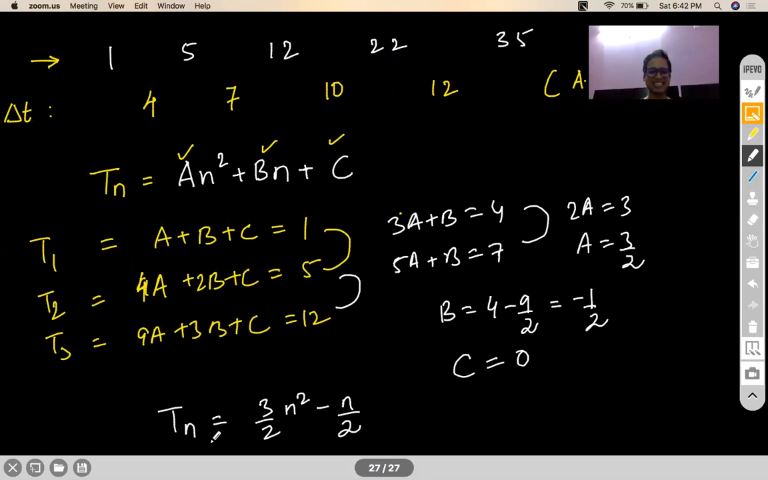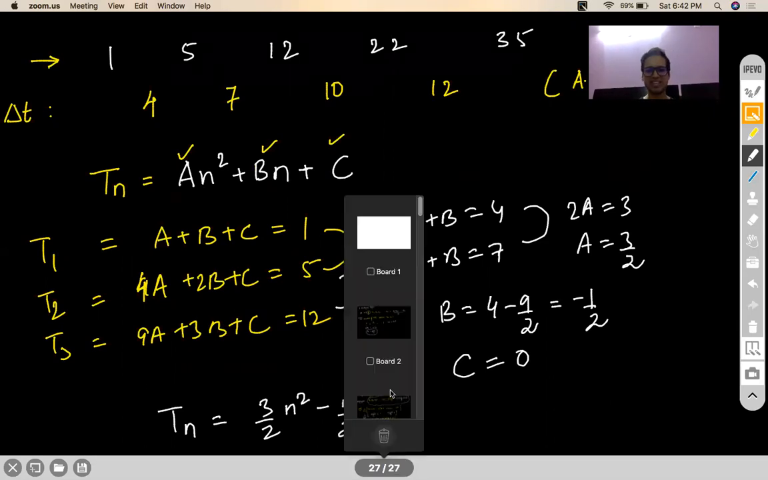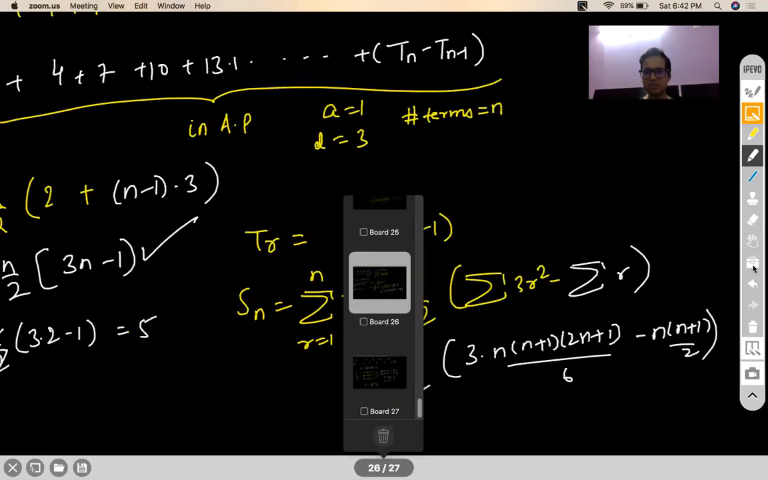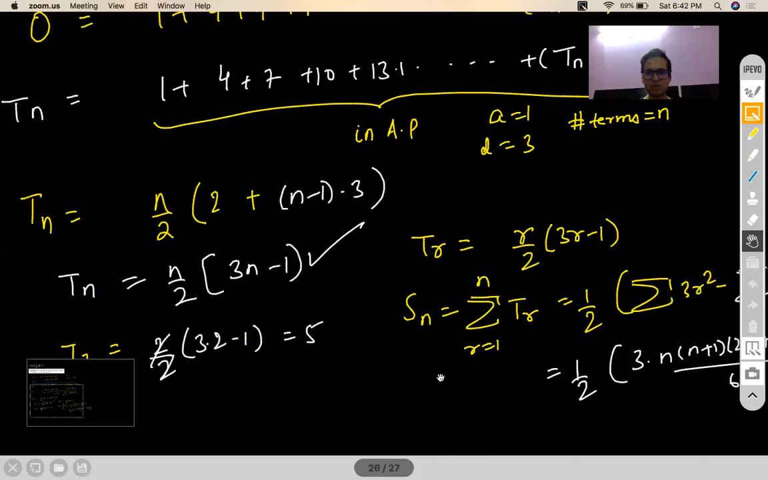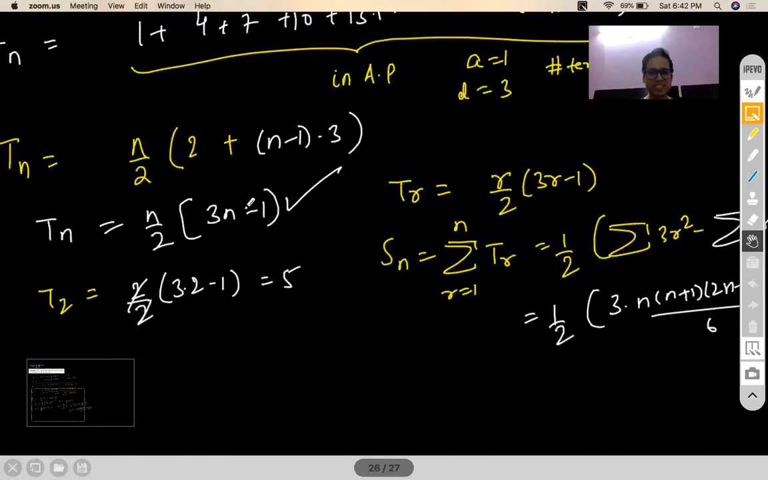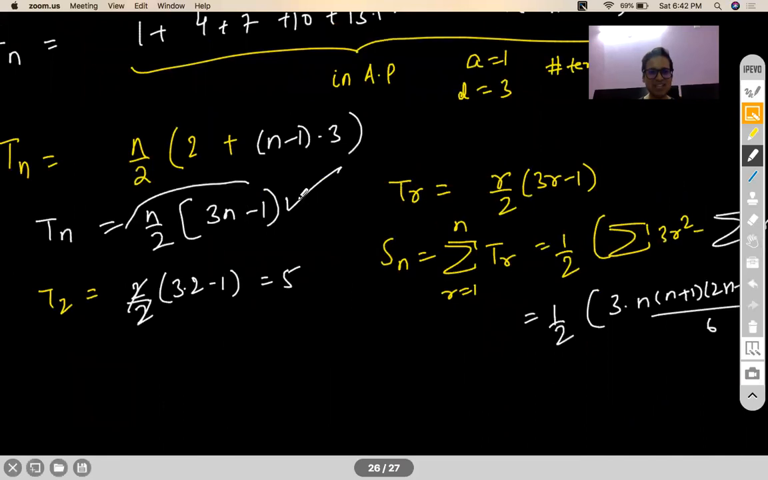Okay, just check, is this what you had got in the previous method? Let's go back and check. 3n square minus n by 2 we should have got. Yes. There you go. 3n square by 2 minus n by 2. Got it? 3n square by 2 minus n by 2. This is what we got, right?